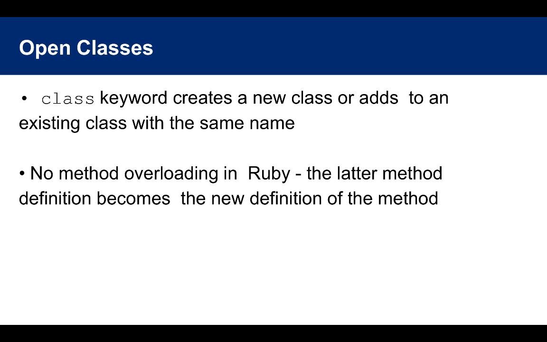So one concept of metaprogramming is this idea called open classes. The class keyword creates a new class, or it adds to an existing class of the same name, as we're going to see. And as we already saw, there's no method overloading in Ruby, because the latter method definition becomes the new definition of a method as opposed to being the second definition.